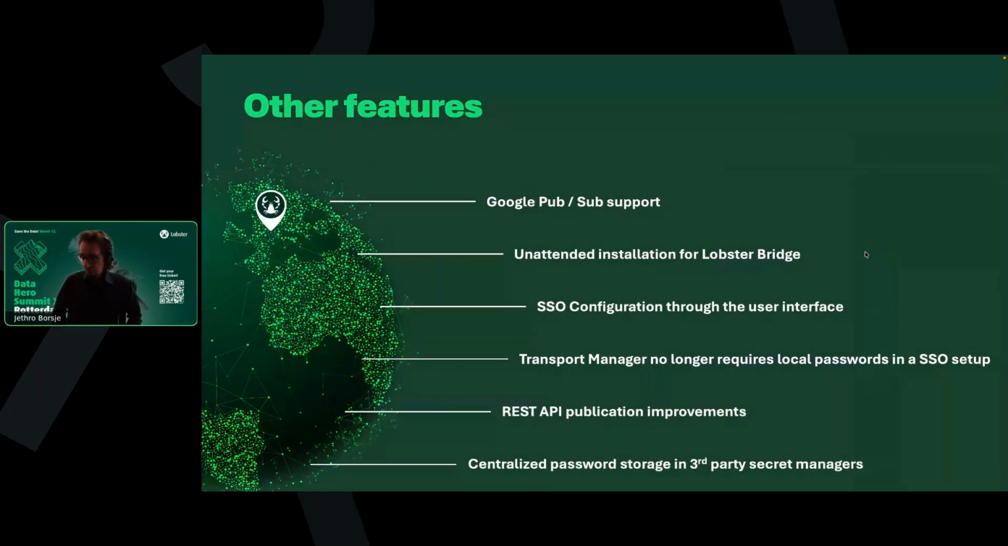First of all, we also make Google PubSub available for everybody as a first-class citizen. So we have MQTT, AMQP, Kafka, those types of things. Google PubSub is now also supported, so you can use that if you want to.